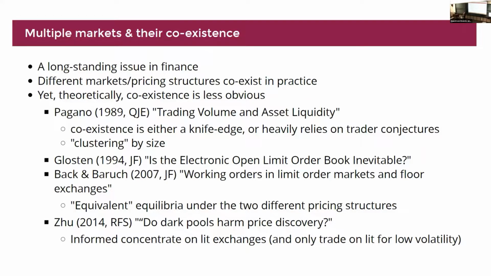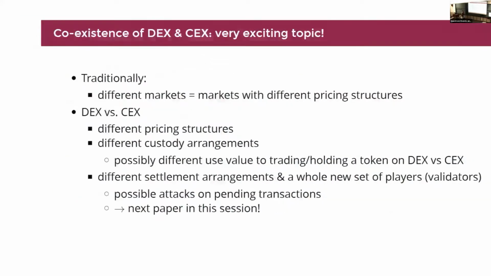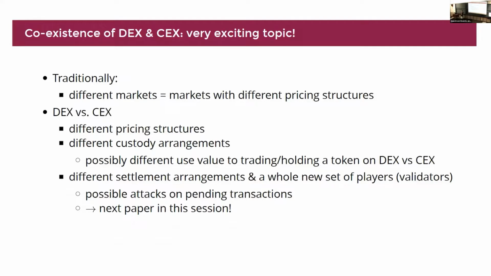It's an interesting question to explore empirically. There's also a paper on whether dark pools harm price liquidity, by Haoxiang Zhu, which seems quite closely related, right? Because we're talking about liquidity pools versus the central limit order book. He also finds some clustering in those markets, so the informed tend to gravitate to the centralized exchange. But when it comes to decentralized versus centralized exchanges in crypto markets, it's much more than that.